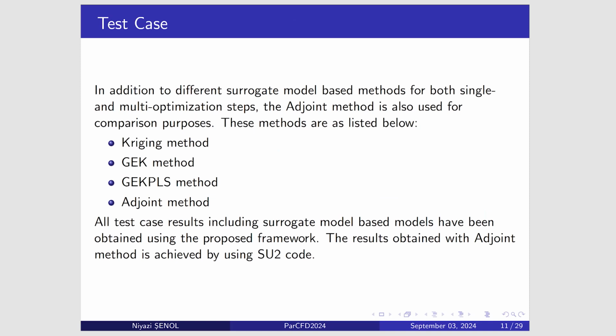We mentioned the Kriging, GEC, and GEC-PLS methods. For comparison purposes, we also add the adjoint method here. For the first three methods, we got the solutions with the proposed framework. For the adjoint method, the results were obtained by using the SU2 code.